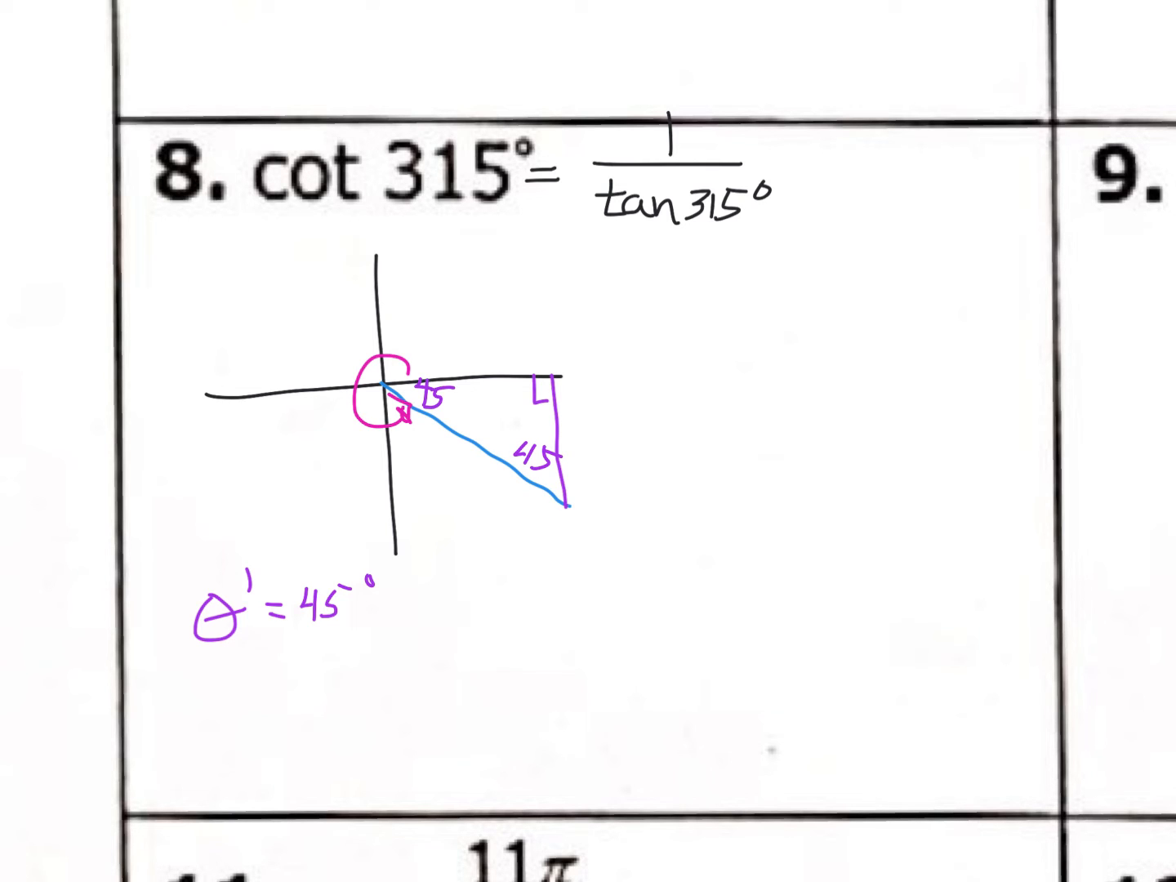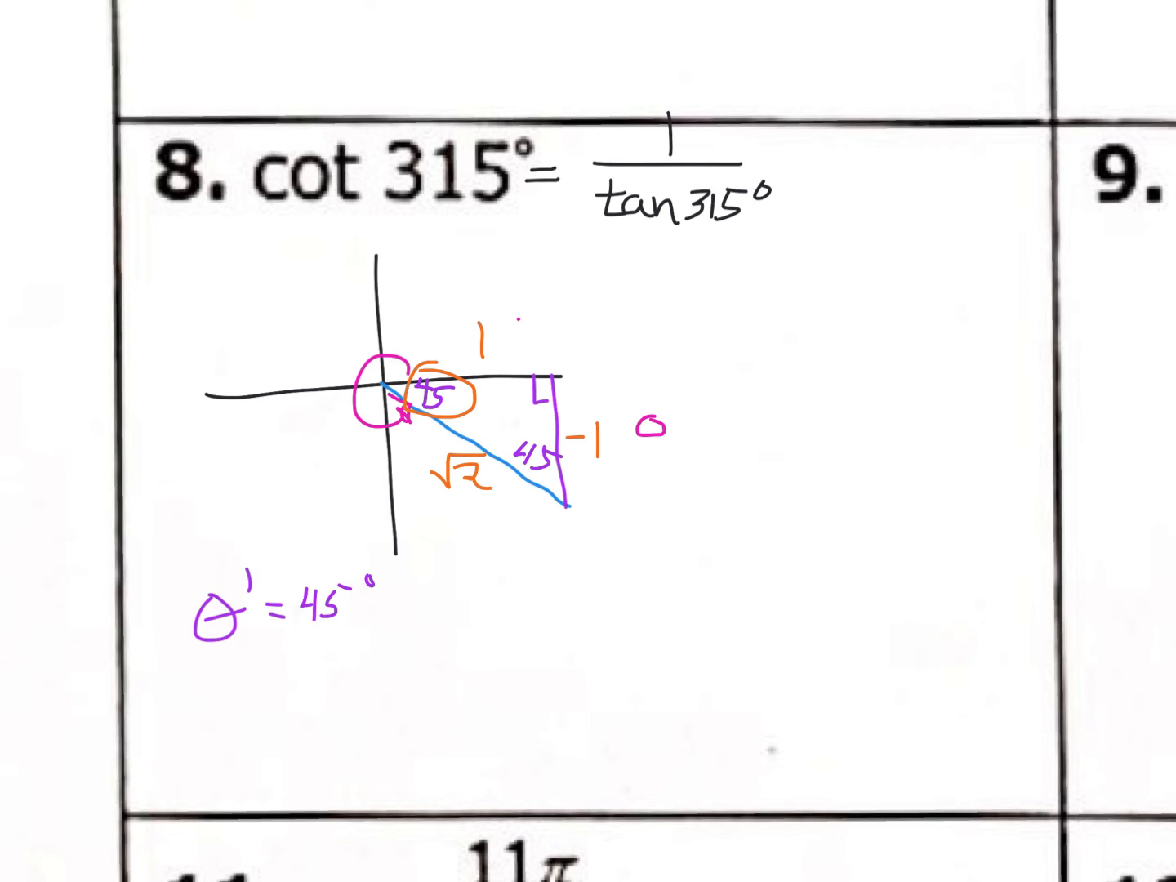So pay attention to your signs. This is my angle of reference. So across from it is -1, because your y's are negative in quadrant 4. And then across from the other 45 is a +1, and your hypotenuse is radical 2, just like we did before.